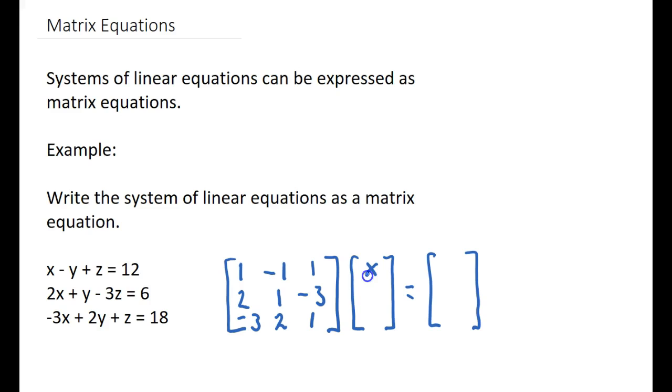Okay, so we're going to write this variable matrix right here, x, y, z, and then over here we write the constants, 12, 6, 18. Now hopefully you remember how to do matrix multiplication. Remember that as I multiply each of the terms in this first row by the terms in this column, it will equal the first row, first column terms. That'll be 1x minus 1y plus 1z equals 12, which is our first equation. So now you see how this matrix equation is exactly the same as this system of linear equations.